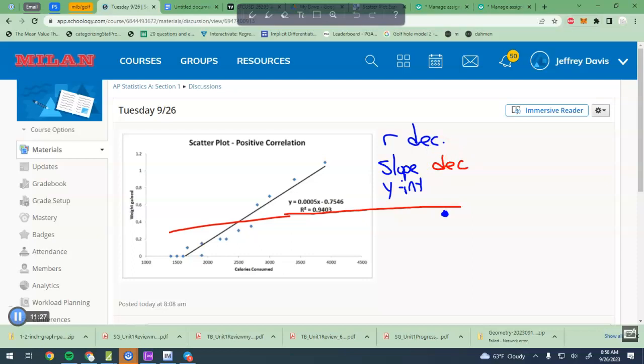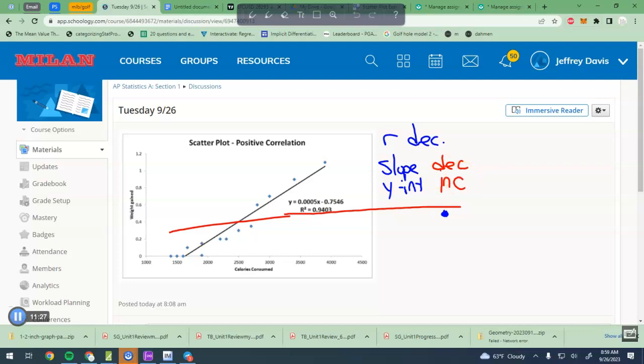And then the y-intercept's like my elbow. Well, if my slope decreases, doesn't the y-intercept have to increase? Those are kind of opposites. If the line gets steeper, the y-intercept goes lower. If the line gets flatter, the y-intercept goes higher. So that'd be increase.